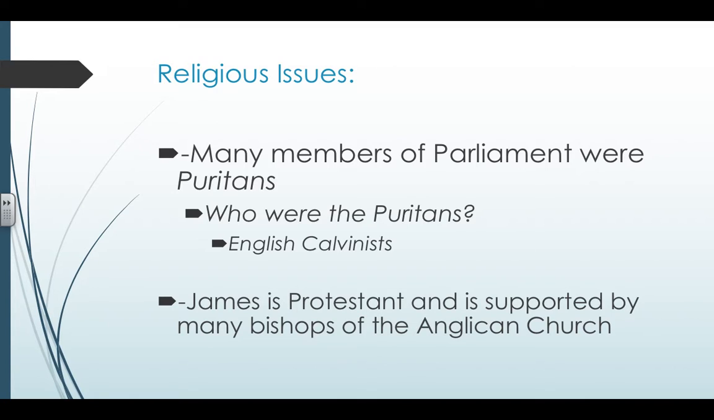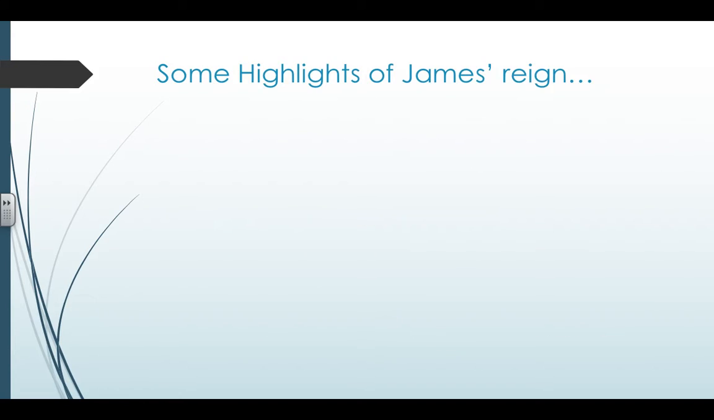Now, James himself, remember, is a Protestant, and he's supported by a lot of the bishops of the Anglican Church. So the Puritans, who don't approve of the Anglican Church, they think it's too Catholic, they want to purify it, they're going to clash now with James. So on top of his view of absolute monarchy, on top of the issues over taxation, now you also have these religious issues under the surface too, that a lot of these MPs are Puritans, while James is supported by the Anglican Church.